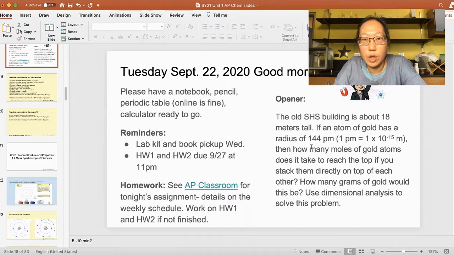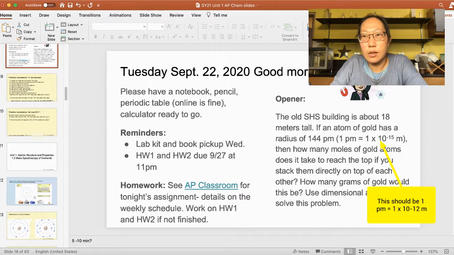Okay, so we have a little opener today. So here's our opener, and we want to figure out how many moles of gold atoms does it take to reach the top of SHS. Okay, so go ahead, write in your notebook, and I'll give you about 5 minutes to work on this.